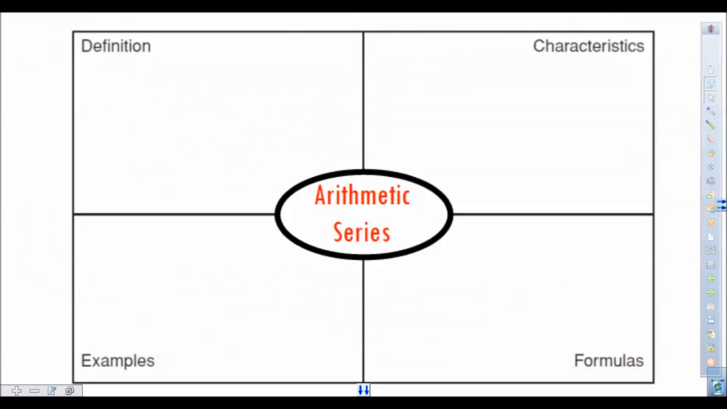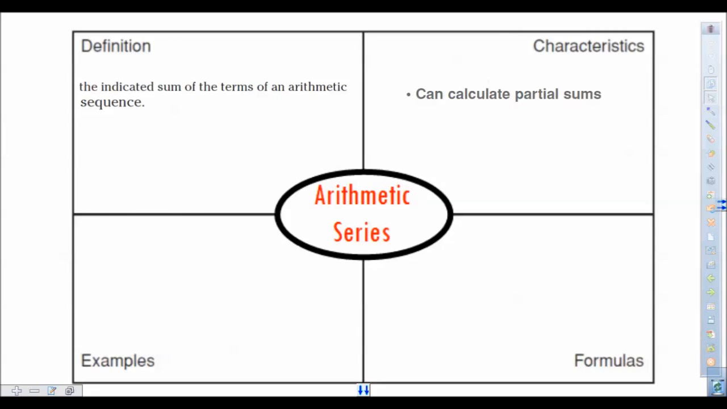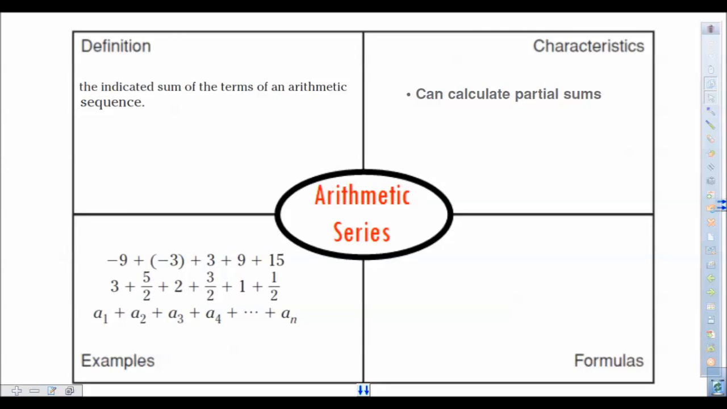So to sum up arithmetic series, let's first look at the definition, which quite simply put is just the sum of the terms in an arithmetic sequence. Some characteristics. Only really one stands out here, is that you can use it to calculate partial sums. Some examples. Notice all those plus signs and minus signs. You're adding or subtracting all of your terms together.